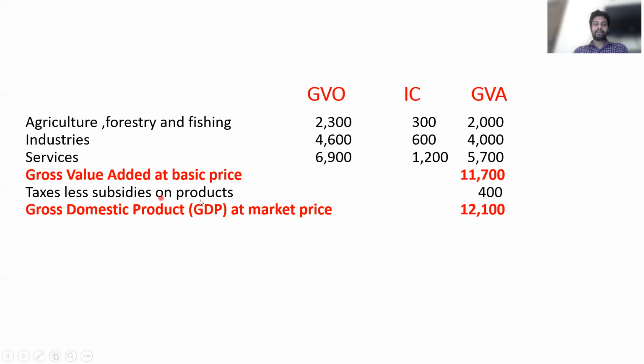So gross value added at basic price. Basic price means before net taxes. Net taxes means taxes less subsidies. 11,700 if we add all these three. Thereafter, gross domestic product is measured when 11,700 is added to 400, then 12,100. Anyways, the method is GDP equals GVA plus net taxes.